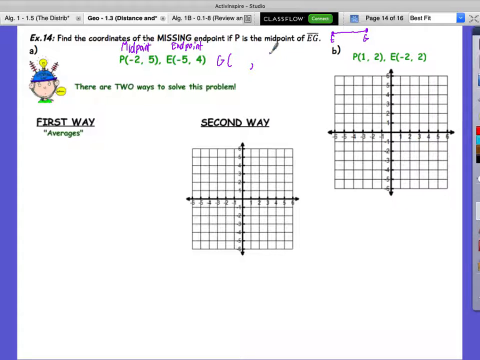We don't know that. That's what we're trying to figure out. We're trying to figure out what point G is. What's the real G? What's the OG, so to speak? Now, Minecraft.